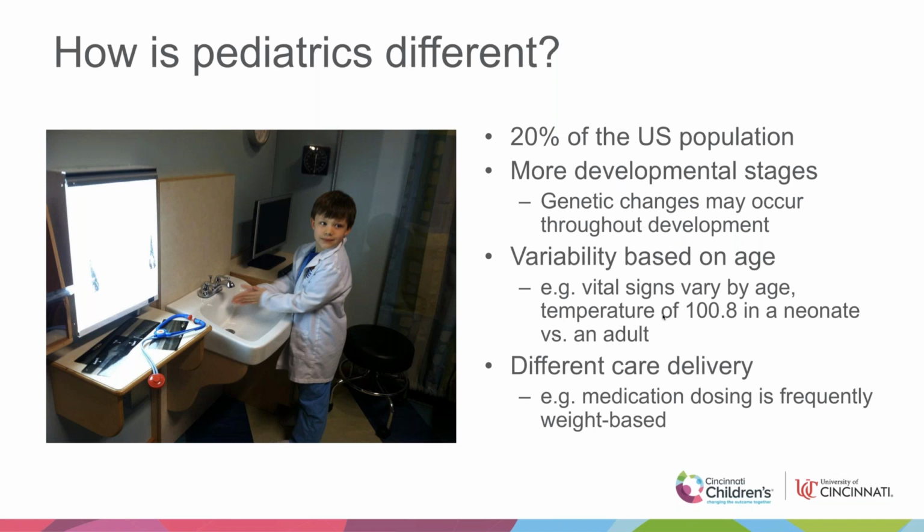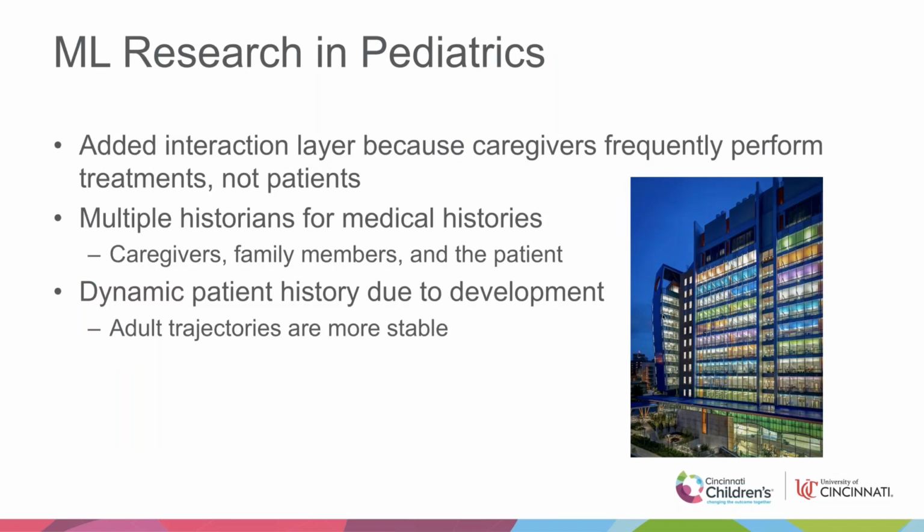And then the other thing is there are different modalities of care delivery. So medication dosing is frequently weight-based in pediatrics, whereas it's not on the adult side. And so this adds a whole new layer of things to think about while we build our decision support in the end. So, more of the stuff on machine learning research in pediatrics.